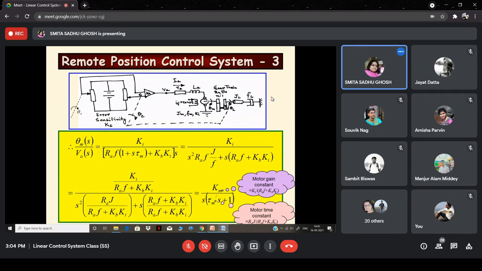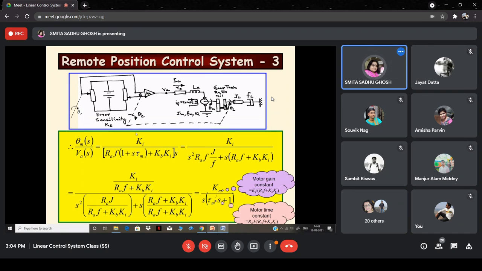So what is left? As far as the servo motor is concerned, we've got it in terms of theta m by Va. Theta m is the output angular position of the motor, right? Now, in this overall remote position control system, we have theta L, and theta L bears a ratio, depending on the gear ratio, to theta m. So theta L and theta m are not the same. A gear ratio conversion has to be made, so appropriate conversion from theta m to theta L has to be made.